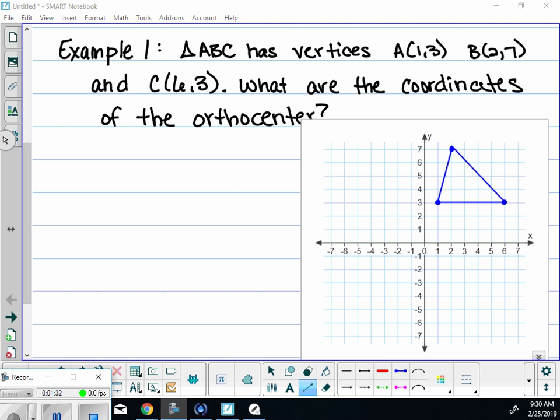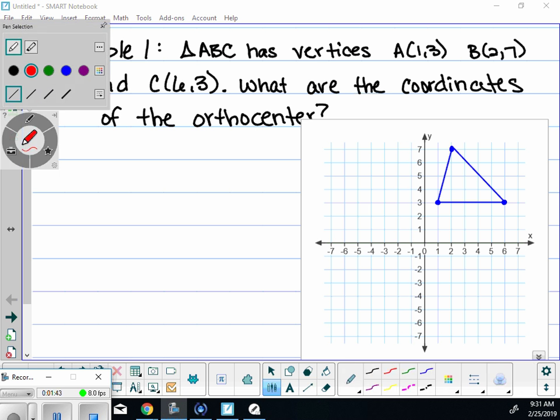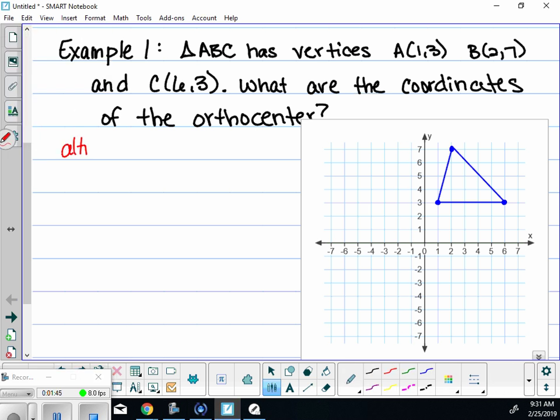We are looking for the coordinates of the orthocenter, which is where the altitudes intersect. And the altitudes go from each vertex of the triangle perpendicular to the opposite side.